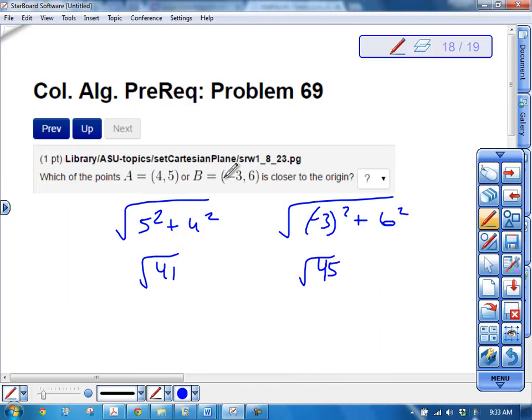All right, the last problem is to see which one's closer to the origin. Do the distance formula from A to the origin and from B to the origin. Turns out B is bigger, so A is closer to the origin.